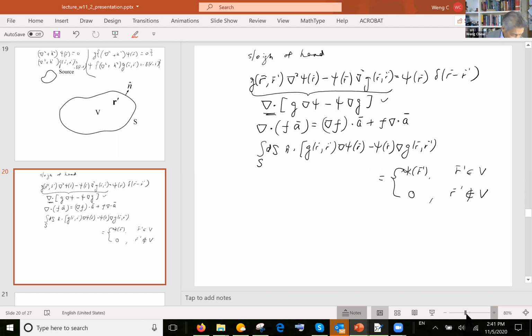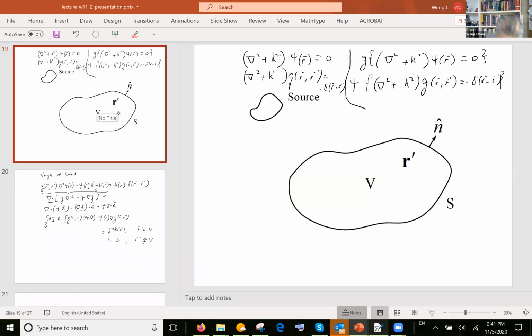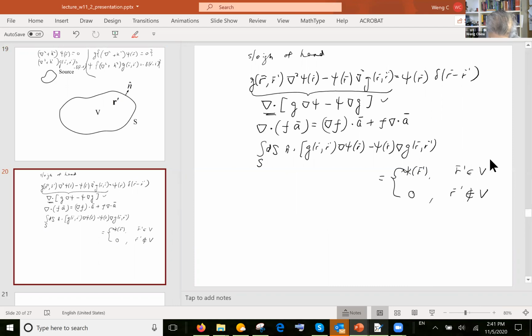So I have this very interesting relationship, which says that if r prime is inside V, the field inside this volume V is given by this surface integral. I should have a parenthesis here. And if I'm outside V, I have nothing. I see nothing. So this is very much like the extinction theorem that we talked about before.